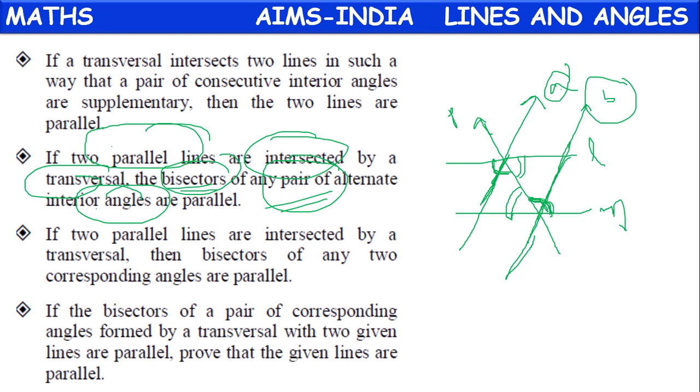These two are alternate angles. This line is bisecting this angle, and this line is bisecting this angle. So then these two lines, A and B, will also be parallel.